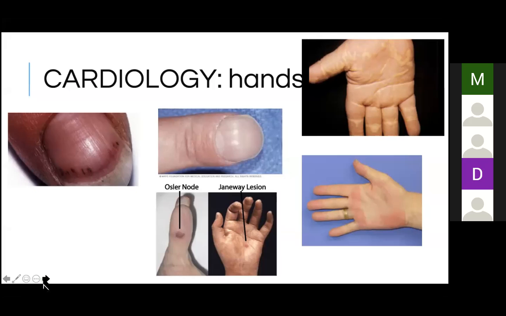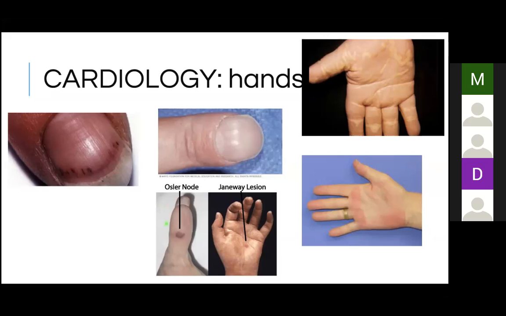So yes, as she said, the first picture is splinter hemorrhages. So these are the splinter hemorrhages. And then we have clubbing here. I have a specific slide on clubbing, but generally you should also be palpating, not just looking at clubbing.